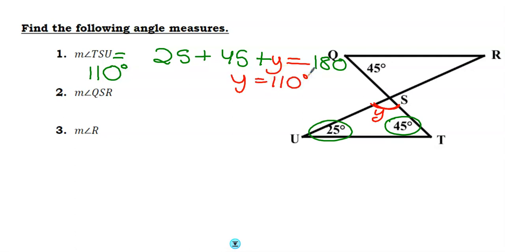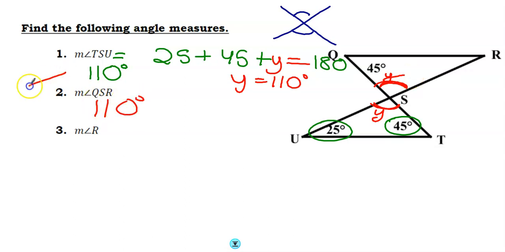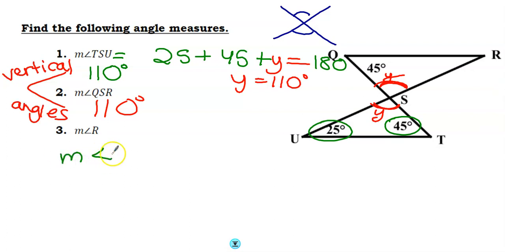Now let's think about this. We have vertical angles. Vertical angles mean that these two are congruent. So if this is 110 degrees, this also has to be 110 degrees. So angle QSR is 110 degrees because these two are vertical angles. So looking at the relationships we have and going from there, and then finding out what angle R is, also known as the measure of angle QRS, because R is in the middle.